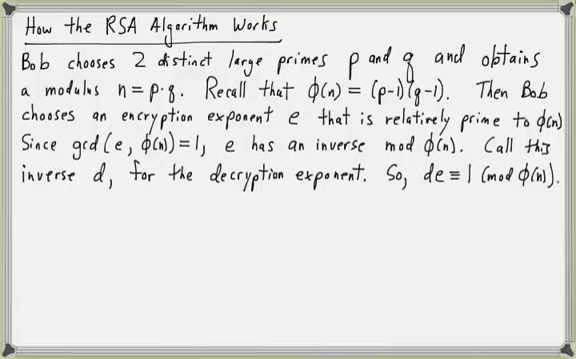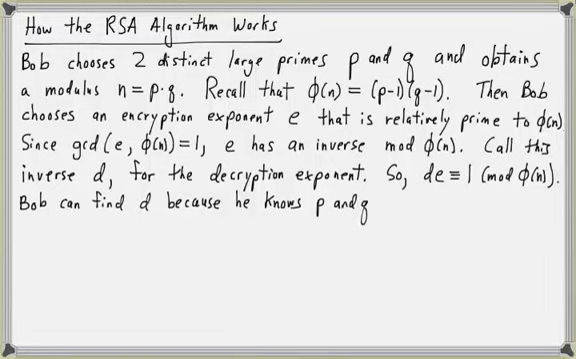And Bob chose the primes P and Q, and so he can compute phi of N, which is P minus 1 times Q minus 1, and he chose E, so he can solve for the decryption exponent D. So Bob can find the decryption exponent D because he knows P and Q, and he can compute phi of N. Okay, so now Bob's set up for receiving encrypted messages.